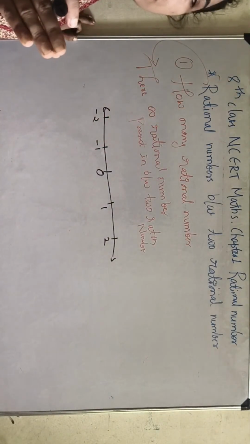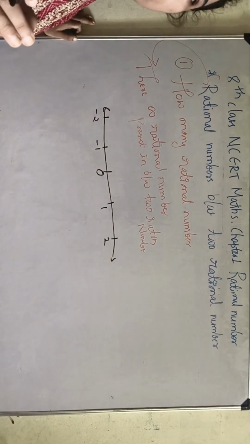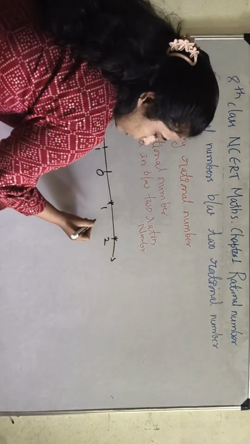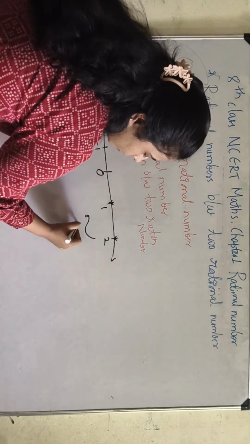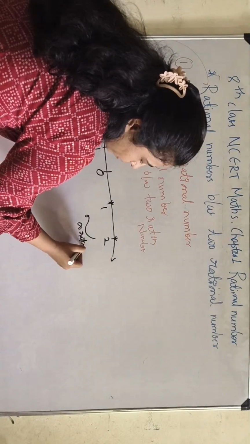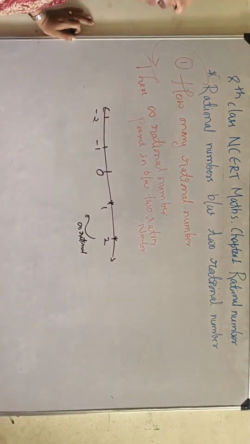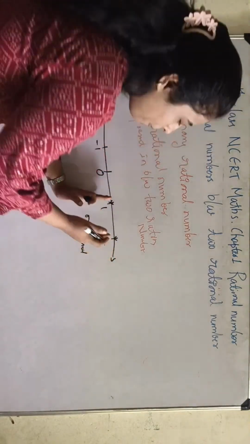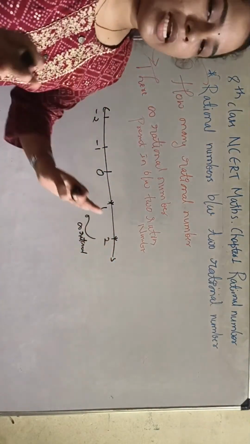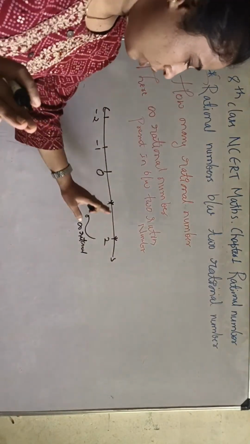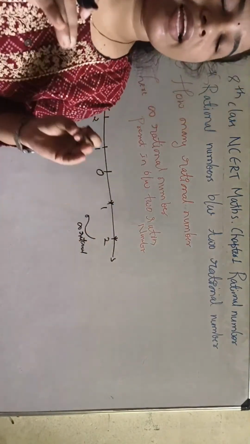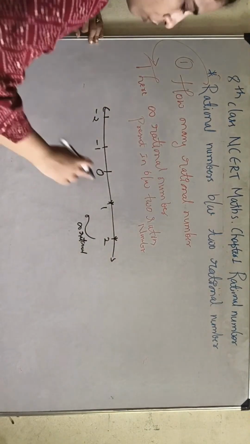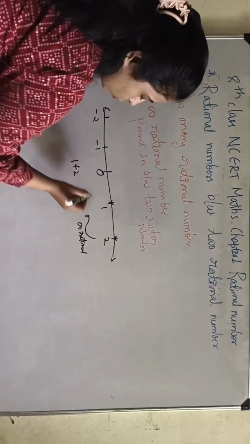You will agree with this? All the integers are rational numbers. So what I am telling is, in between two rational numbers, 1 and 2, there are infinite rational numbers present. How? You just have to take the average of these two numbers.